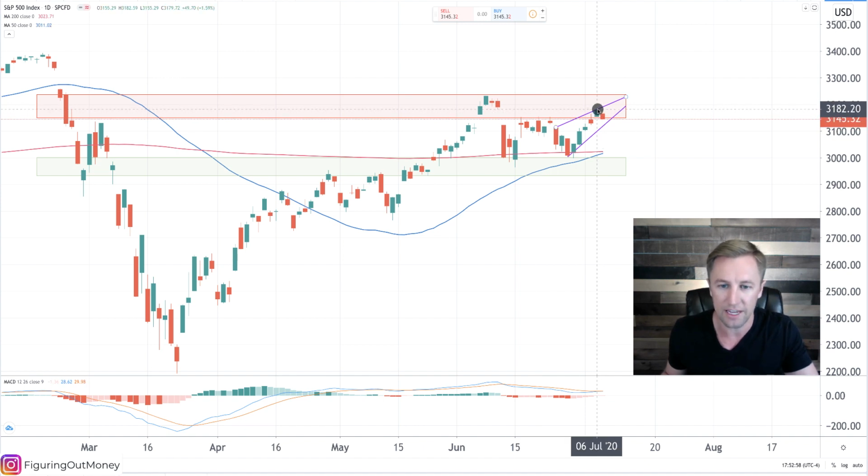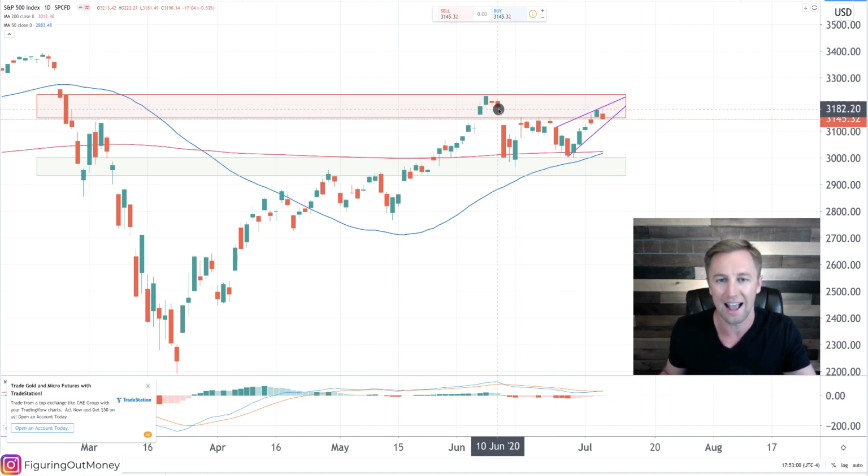Yesterday, as you can see right here, it ran into this island reversal pattern acting as resistance. We talked about that on yesterday's video. The link will be in the description, or I'll put a link right up here if you haven't watched it. And then today, followed through with some downwards action.